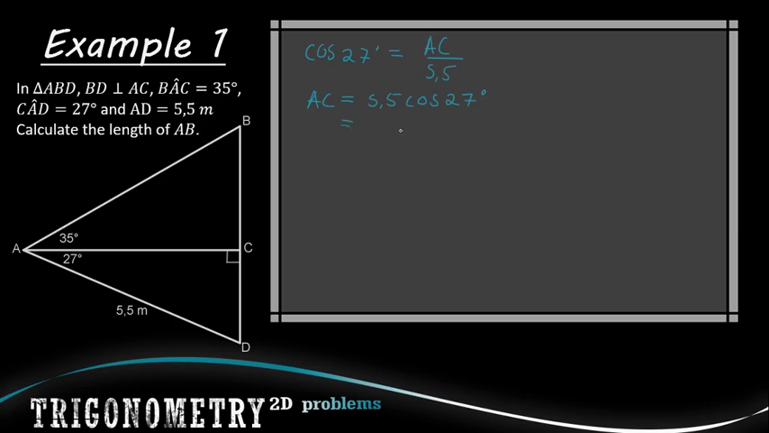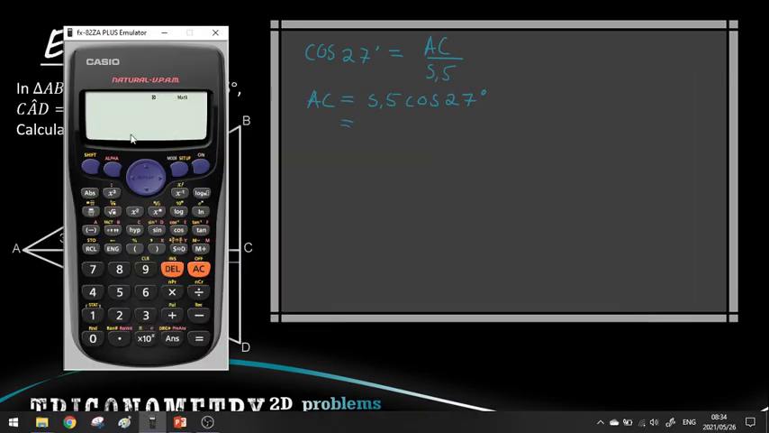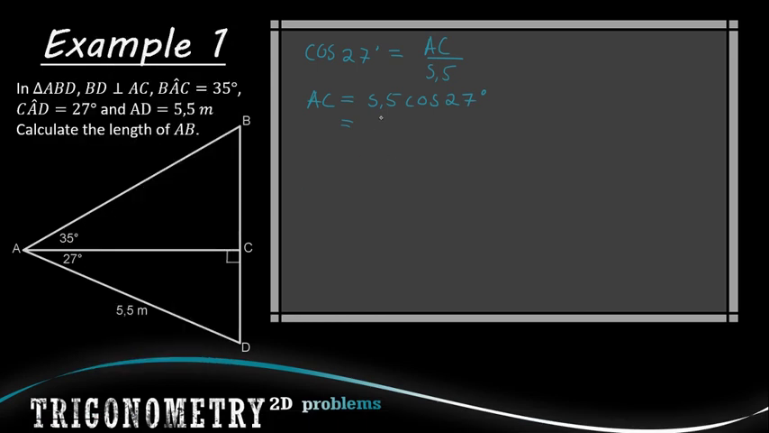So we're simply just going to put that into the calculator. So we have 5.5 times cos of 27, and that's 4,9, and that's in meters. So 4,9 over here. All right, so now I can find AB. So from this angle, we have adjacent and hypotenuse again. So that's cos. So cos of 35 degrees is equal to adjacent over hypotenuse. So that's 4,9 over AB.